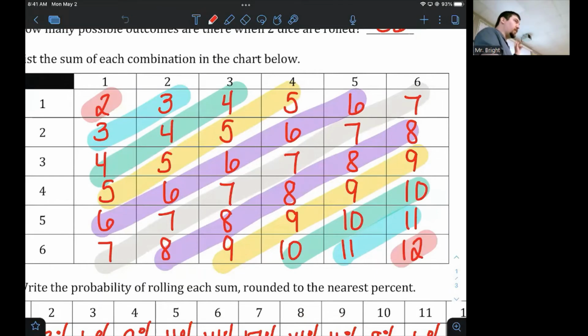Now, those 36 outcomes were not all unique. A lot of them repeated. In fact, we know 7 repeated the most. Then 6 and 8, then 5 and 9, then 4 and 10, then 11 and 3, and then finally 12 and 2 didn't have any repeats, right? But there were 36 different ways you could roll the dice. That's because rolling a 2 on the first dice and a 3 on the second dice to get a 5 is different from rolling a 3 on the first dice and a 2 on the second dice, even though you get the same outcome. It's 2 different ways of rolling that 5.